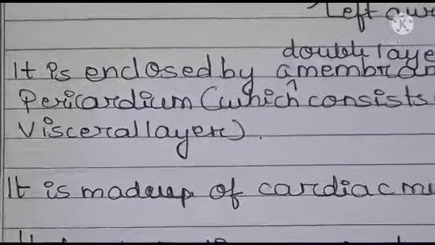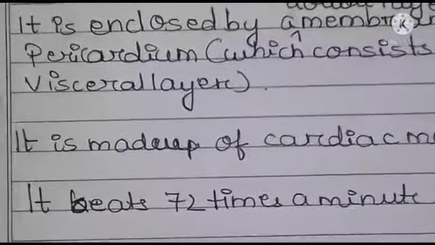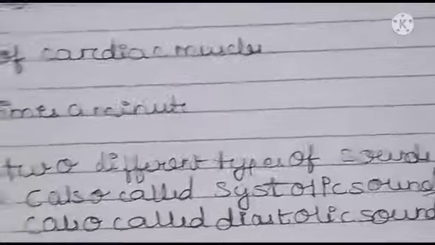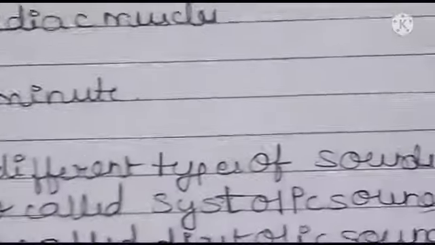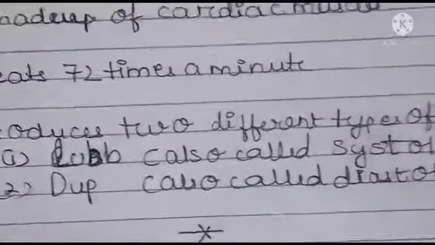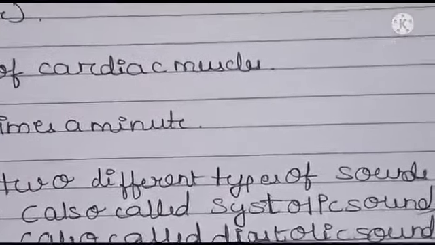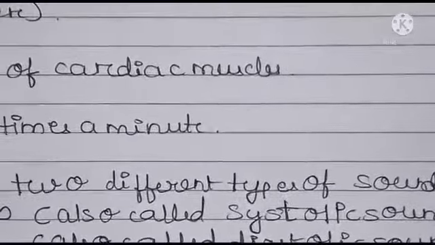It is made up of cardiac muscles. It beats 72 times a minute. It produces two different types of sounds, namely the lub, also called systolic sound, and dub, also called diastolic sound. Now, let us have a glance at the next topic.